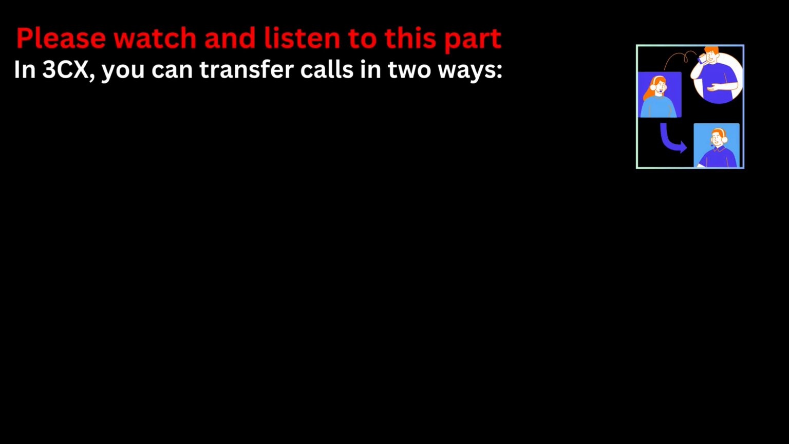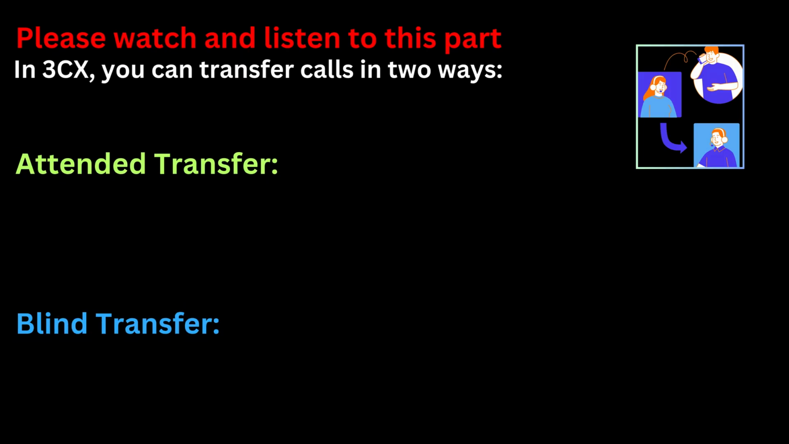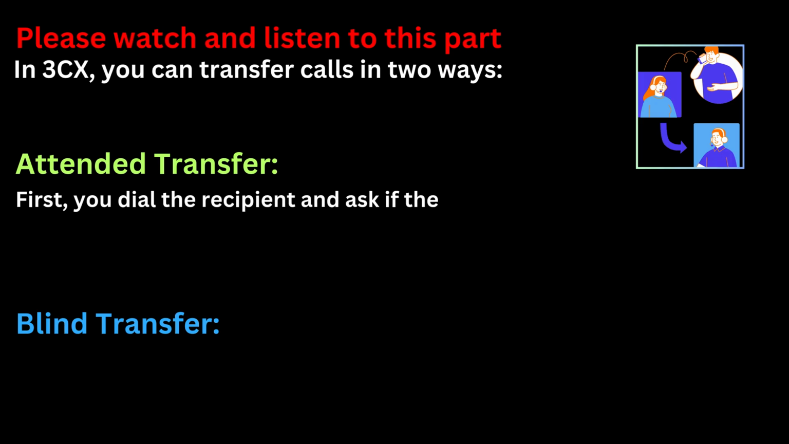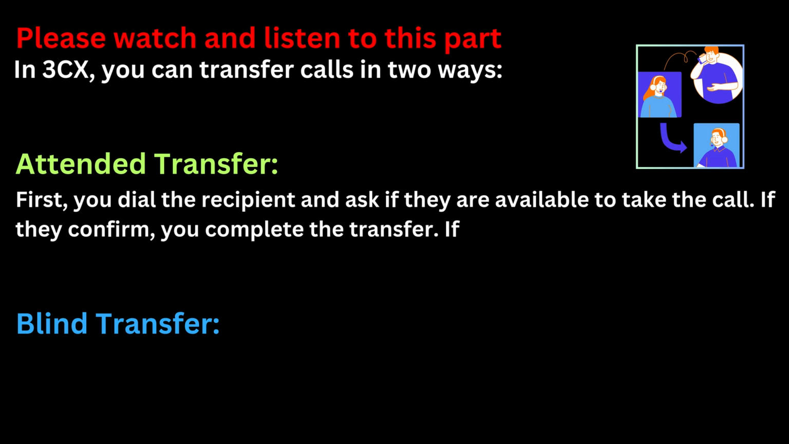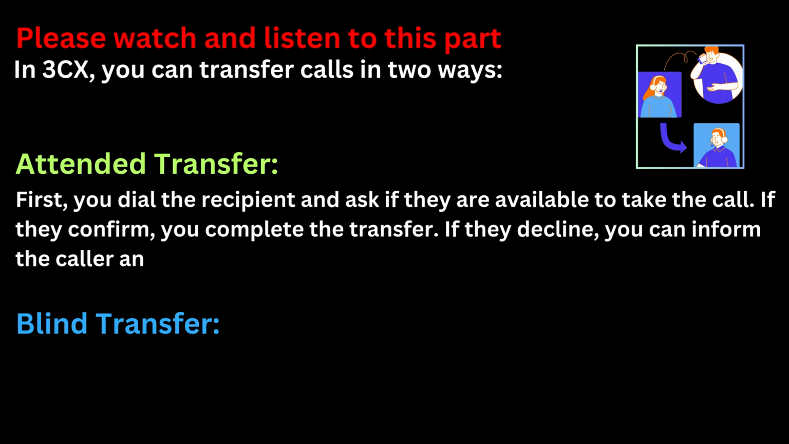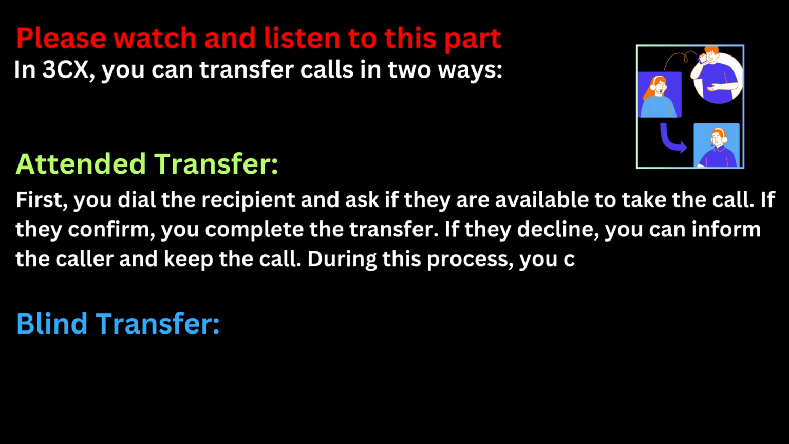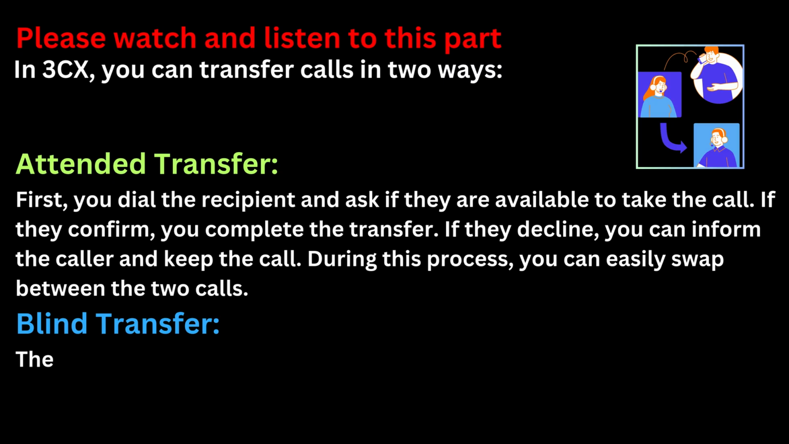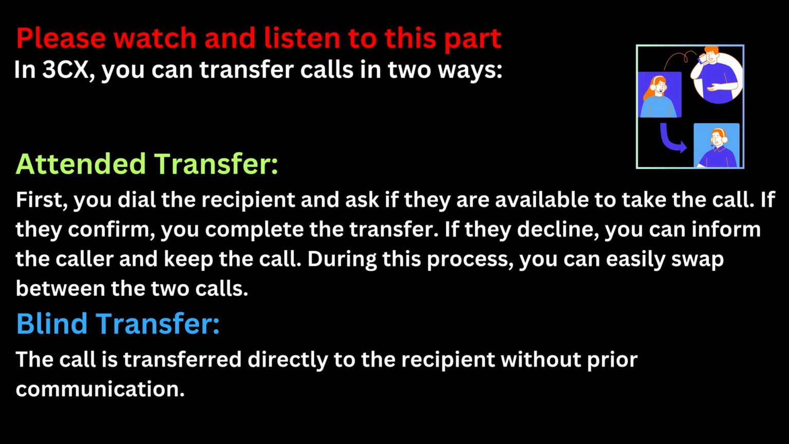In 3CX, you can transfer calls in 2 ways: attended transfer and blind transfer. Attended transfer means you first call the recipient and ask if they are available to take the call. If they confirm, you complete the transfer. If they decline, you can inform the caller and keep the call. During this process, you can easily switch between both calls. Blind transfer means the call is transferred directly to the recipient without prior communication. The recipient will receive the call without any introduction.